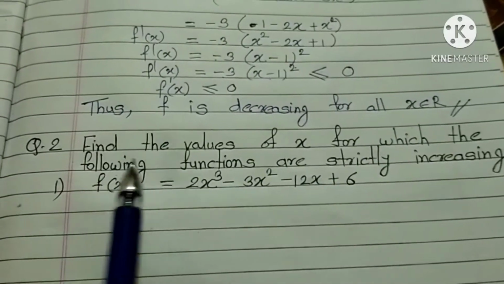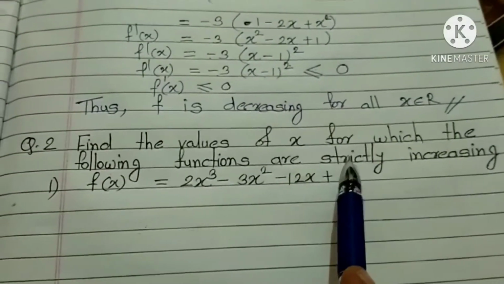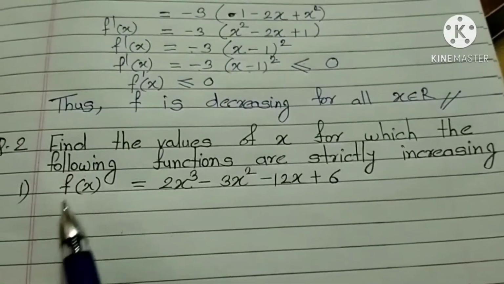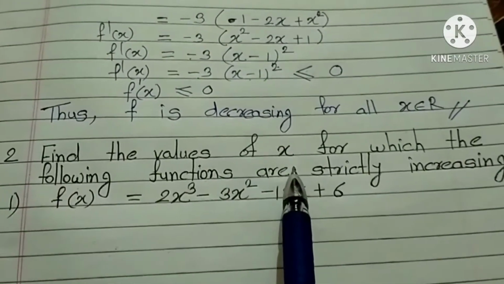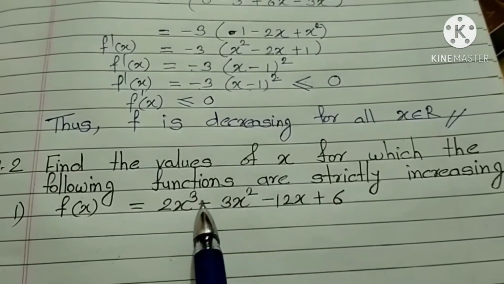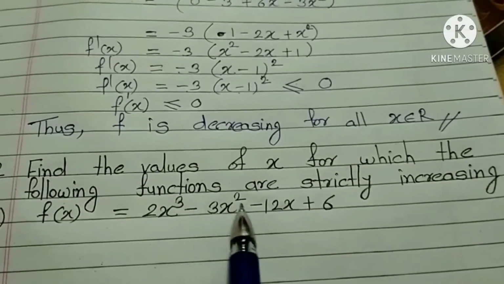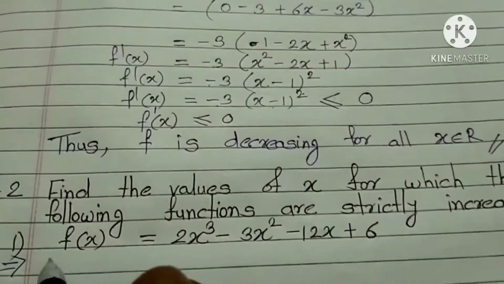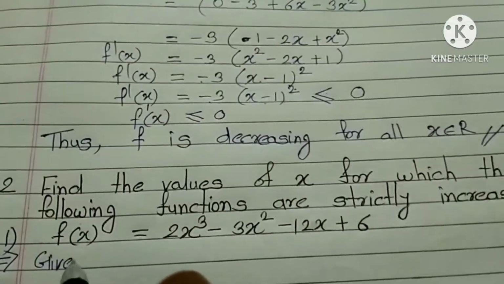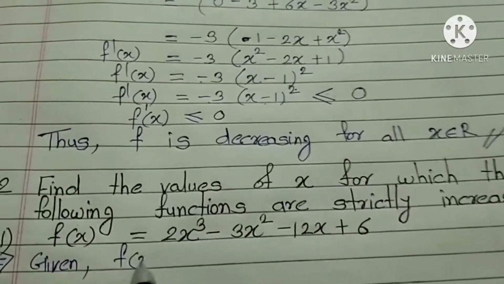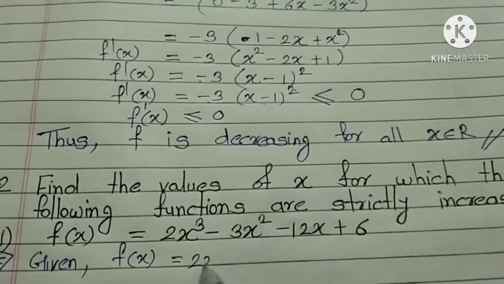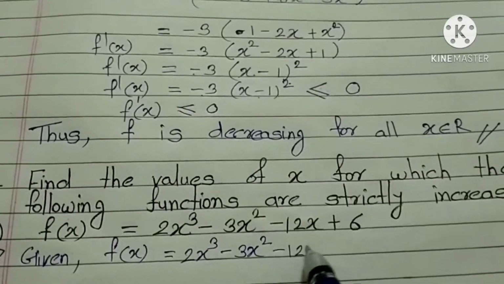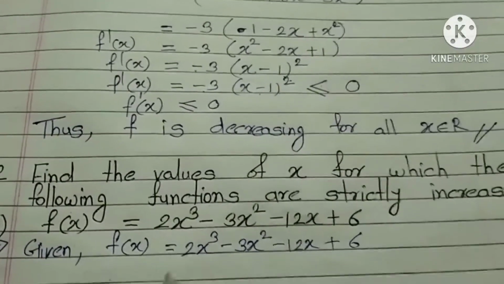Now next example. Find the values of x for which the following function are strictly increasing. Here we have to find the value of x, and it is given that this function are strictly increasing. Okay. So first we write given f of x is equal to 2x cube minus 3x square minus 12x plus 6.